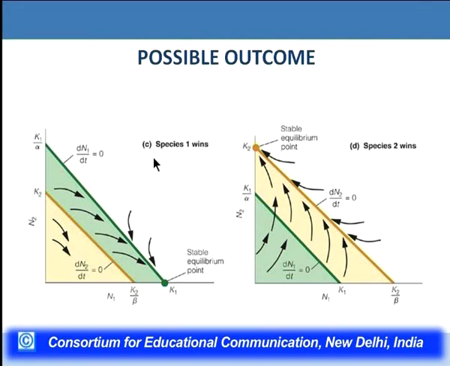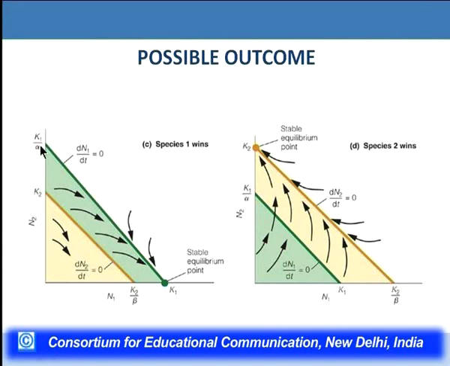Now in this particular case, if we look carefully, we see the stable equilibrium point or the carrying capacity K1. This is K1, this is K1 by alpha, and this is K2 by beta, and this is K2. So this is the zero growth isocline for species 2, this is the zero growth isocline for species 1. Here we see that carrying capacity for species 2 is K2, which is way less than K1 by alpha.